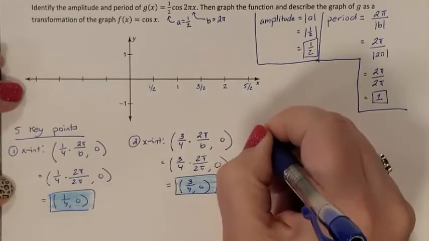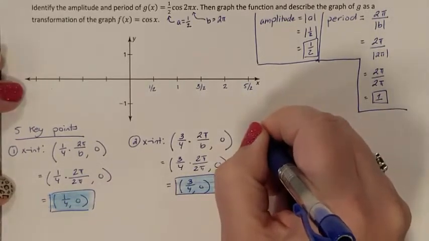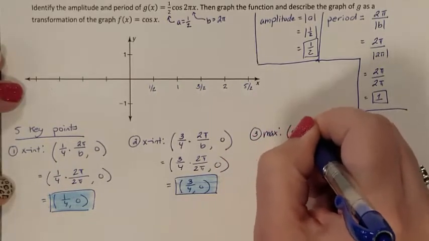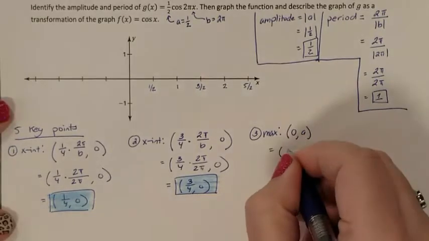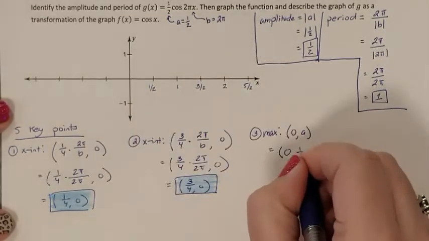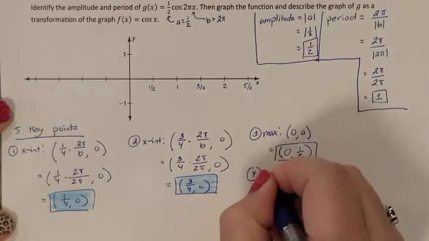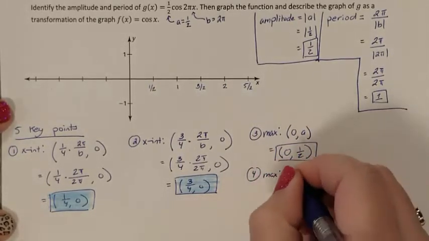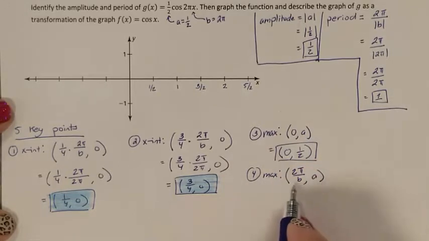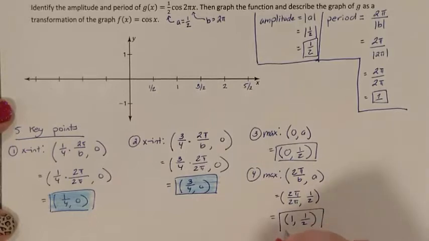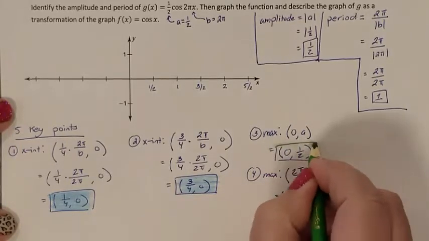Next I need to find, I have 2 maxes. So point number 3 is a max, and it's a formula. And it requires a, which is 1/2. So there's max number 1, and then we have max number 2. It is also a formula. It requires a and b. So I just found both of my maxes.